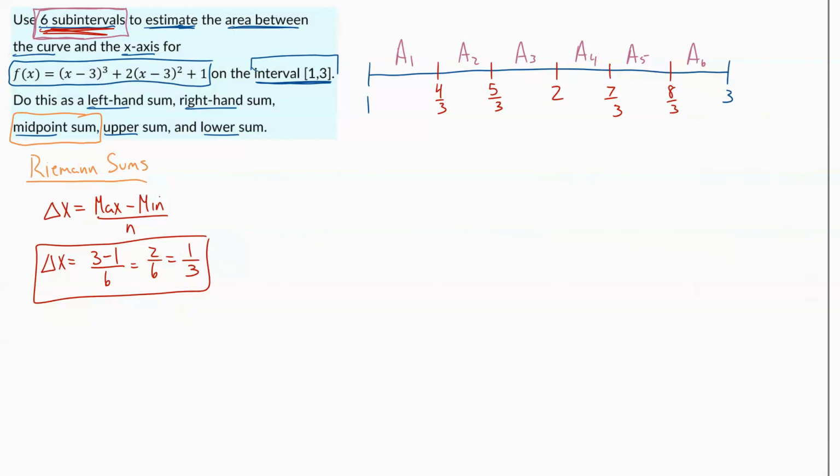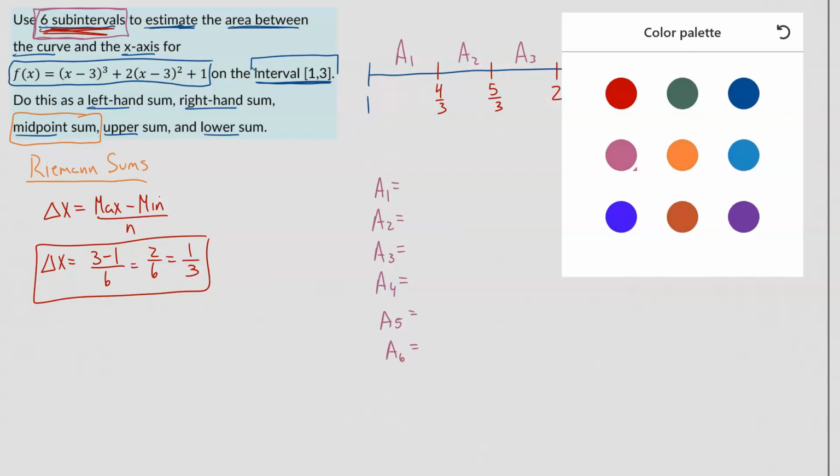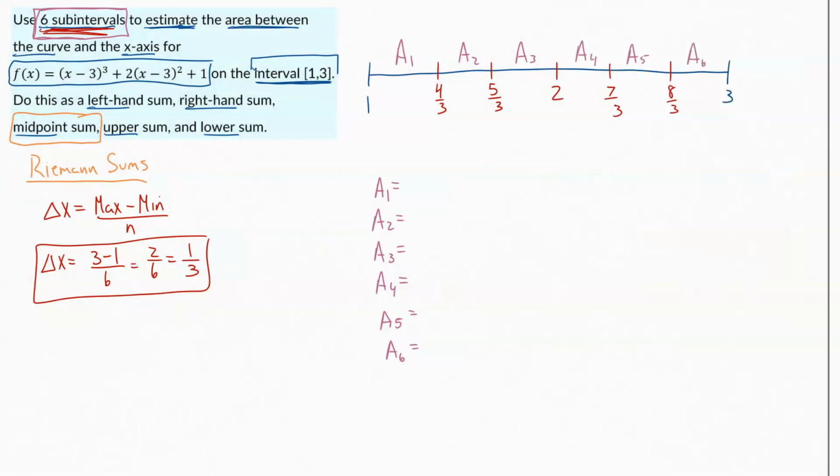The next part of this process is just what I refer to as the assembly line process. So I come through and I say, okay, A1 equals, A2 equals, A3 equals, A4 equals, A5 equals, and then A6 equals. I need to find an area formula for each one of those little subsections. We're talking about the areas of rectangles here. So the area of a rectangle formula is base times height.